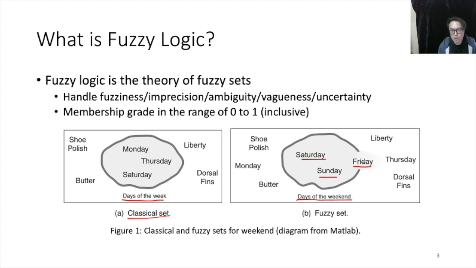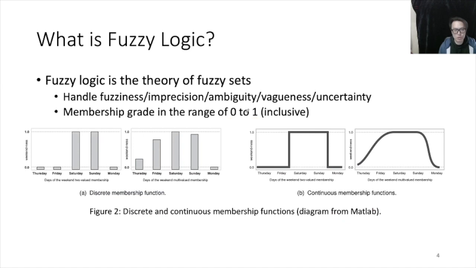What I want to mention is that a fuzzy set is not something either 0 or 1. It is something in the range from 0 to 1. I would also like to point out that when we use the membership function, we can handle this uncertainty. For example, we have two types of membership functions. The first one is the discrete type.